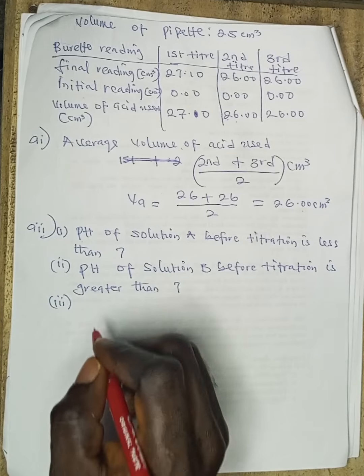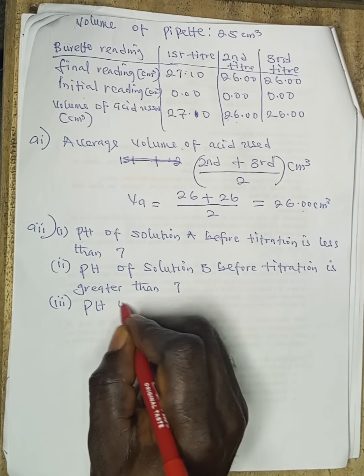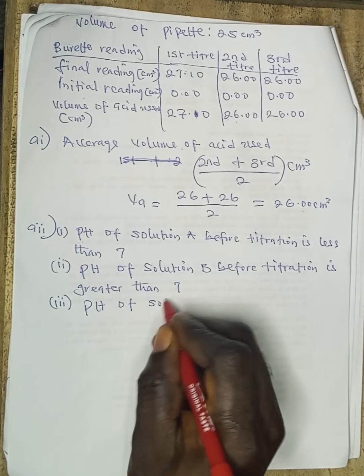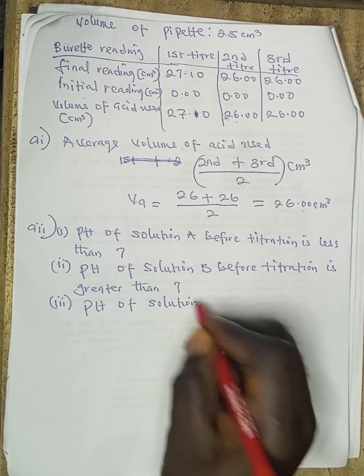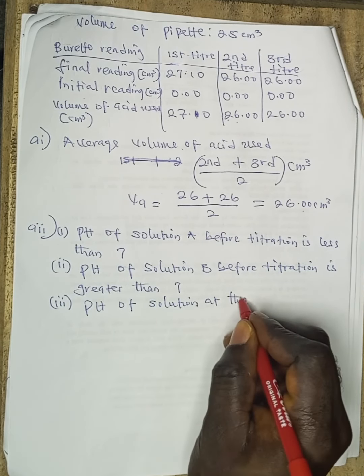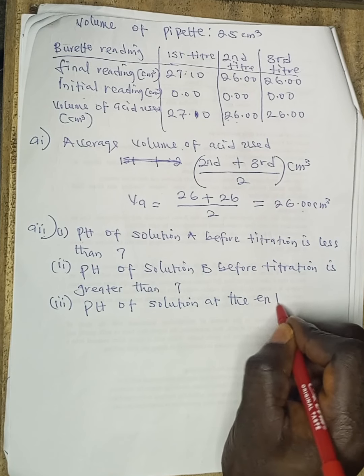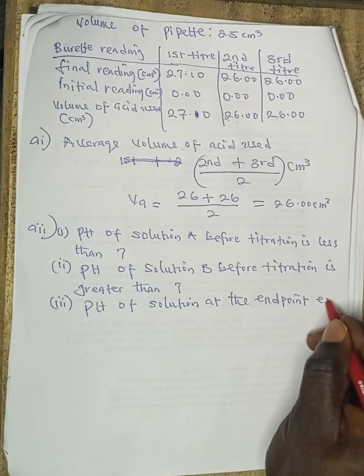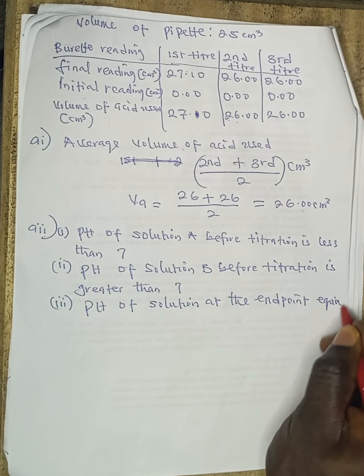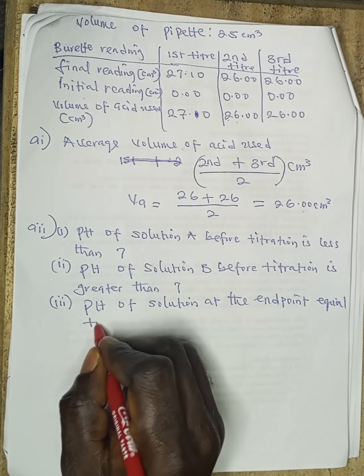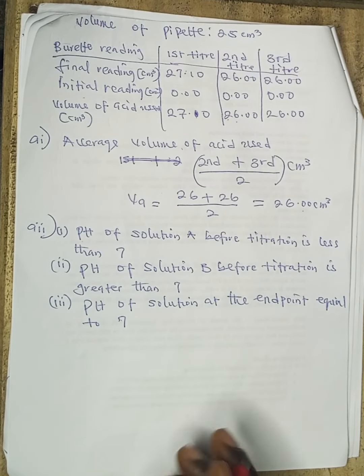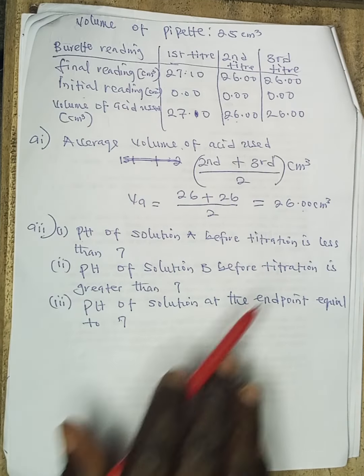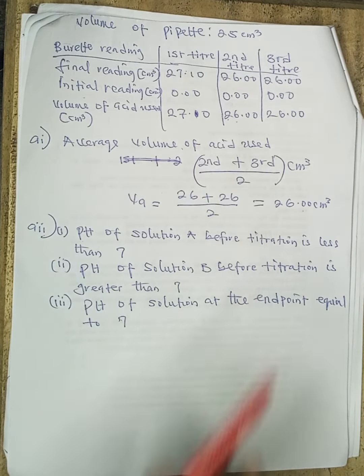Then the next one says you state the pH of solution at the end point. What is the pH at the end point? The pH is equal to 7, because at that point there is a neutralization. Okay, now we are done with that one.